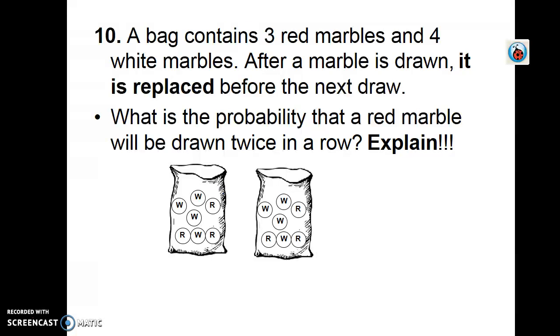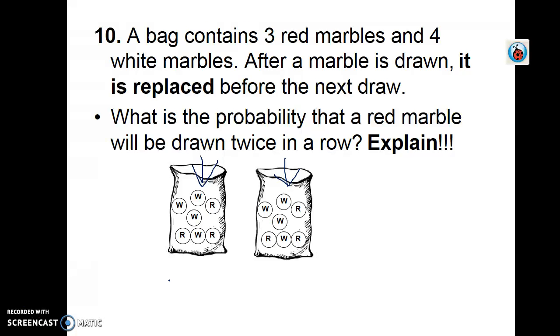So if we did a problem like this, a bag contains 3 red marbles and 4 white marbles. So you're going to choose a marble out of this bag, and then you're going to choose again. So you're going to choose a marble out of the bag, you're going to put that marble back in, and then you're going to choose again. So the first time you're going to pull it out, look at it, see what color it is, then put it back in, and then choose a second time. So what's the probability you will choose a red marble both times?